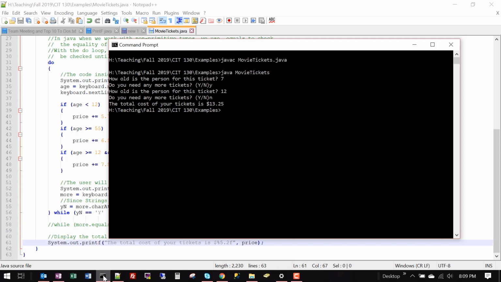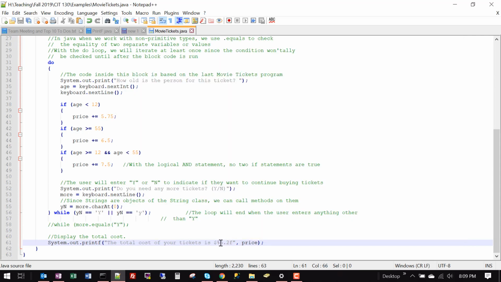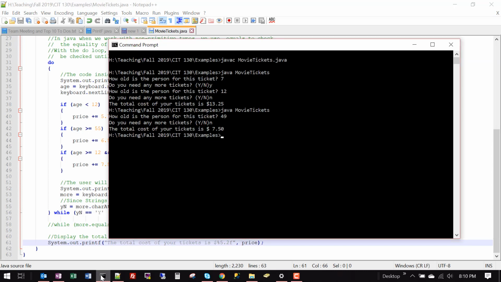But I want to look at something a little bit different. Let's run it again. And let's just say I was going to the movies by myself, so I don't need any more tickets. You'll notice, and it's subtle, that there's a space in between the 7 and the $ sign. That's because I've indicated I want the width to be 5. So if my width is less than 5, it puts that space in there.